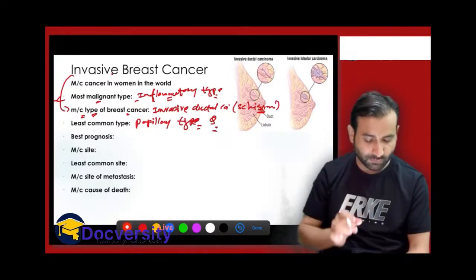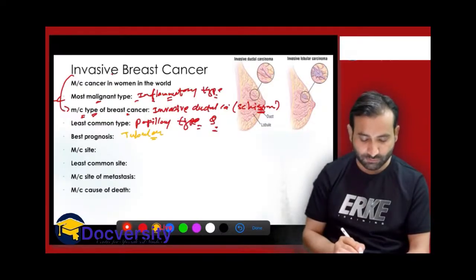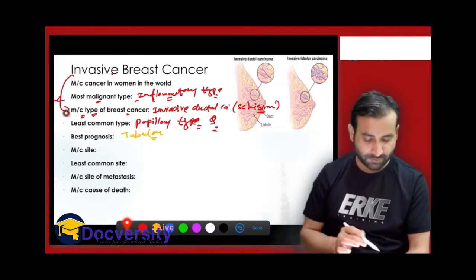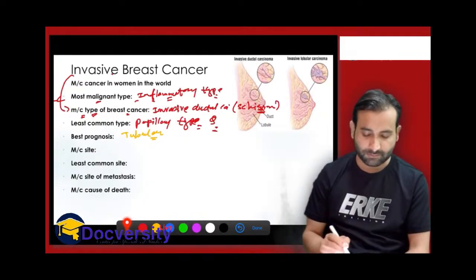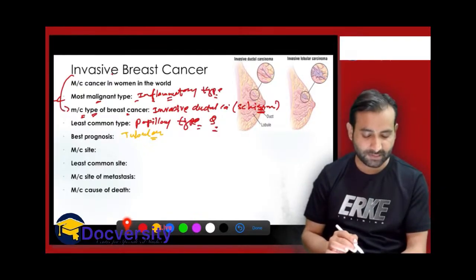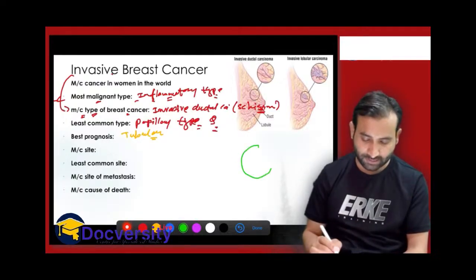And what is the best prognosis? Which type has the best prognosis? The best prognosis is with the tubular type. Tubular type has the best prognosis. Is that okay? So best prognosis tubular type, the least common type papillary type, most common type is invasive ductal carcinoma, ductal type you can say, right? And most malignant type is the inflammatory type, right? So you should remember like this. Best prognosis you understand. And what is the most common site? The most common site, I forgot to put the picture over here.